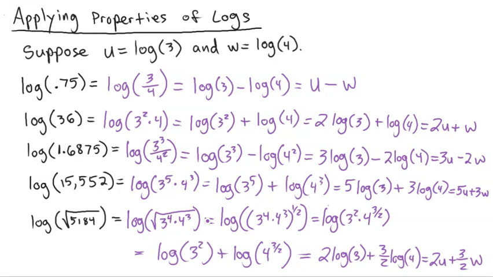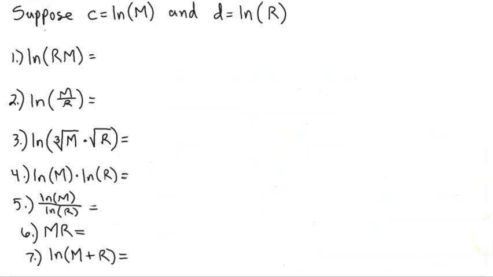And now we're going to try another example. All right, so this says, suppose c is equal to the natural log of m, and d is equal to the natural log of r.